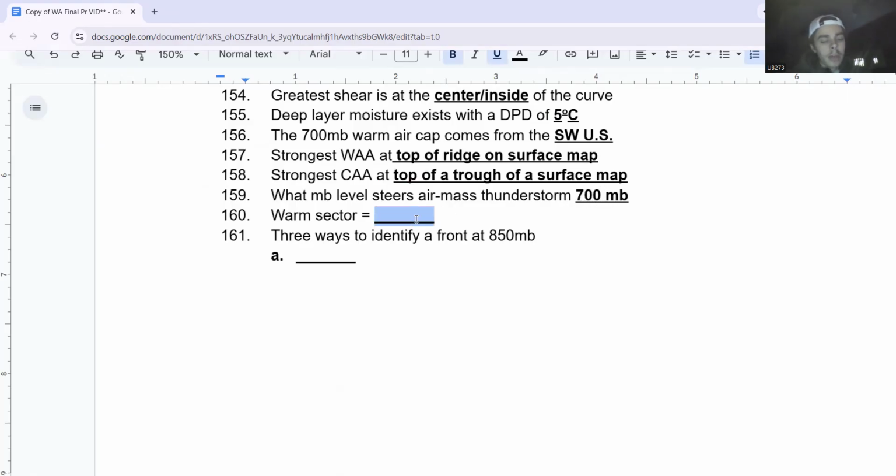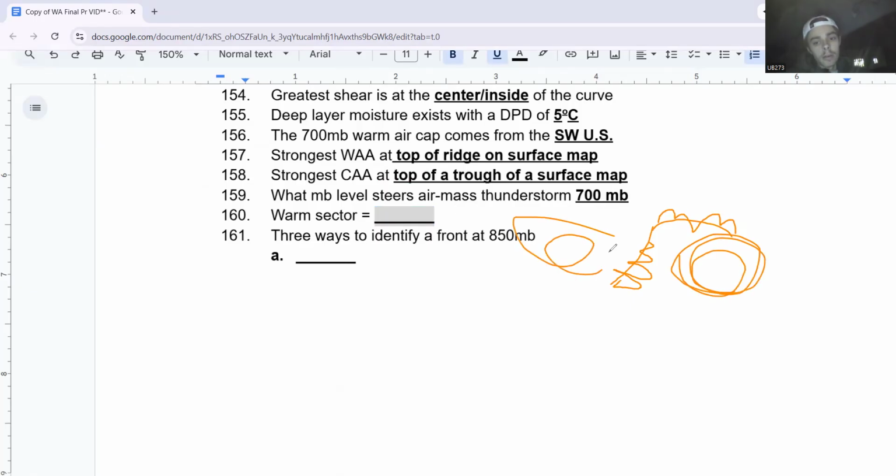The warm sector is in between, here, I'll just draw it, the cold front and the warm front of a mid-latitude cyclone. So this is the warm air. There's warm air advection here. There's cold air advection here. This is the low, the mid-latitude cyclone, right?